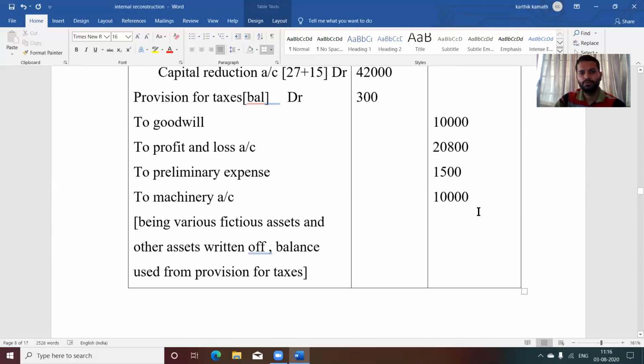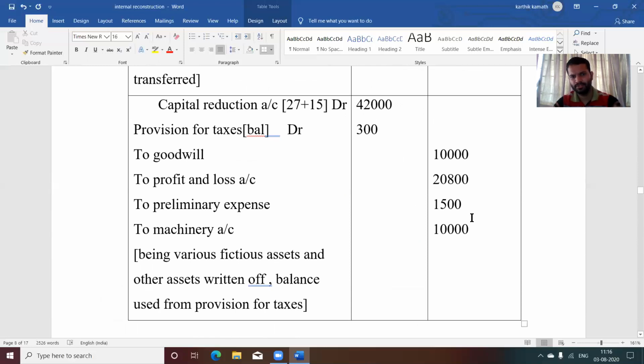Then last one, to machinery, that is overvalued. Whenever machinery is overvalued, capital reduction account debit, to machinery account 10,000. So now you make the total of all these. 10,000 plus 10,000, 20,000. 20,000 plus 20,800, 40,800. Then 40,800 plus 1,500, that is 42,300.